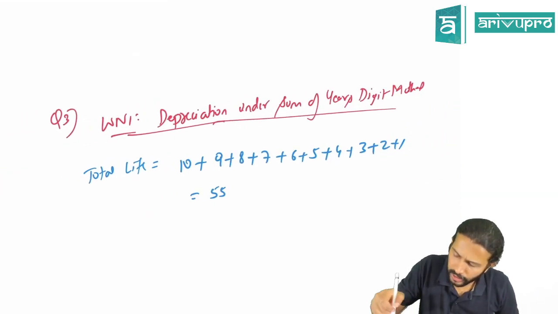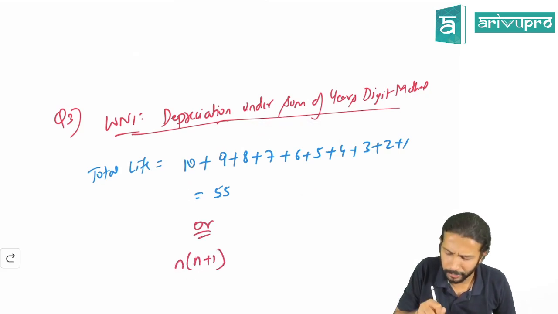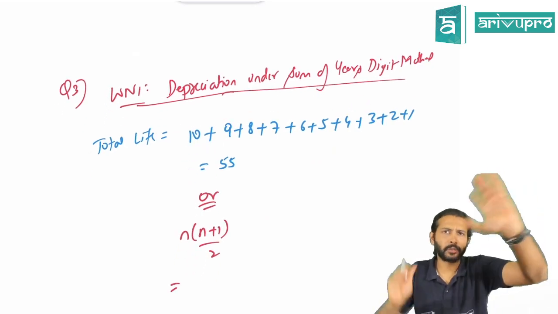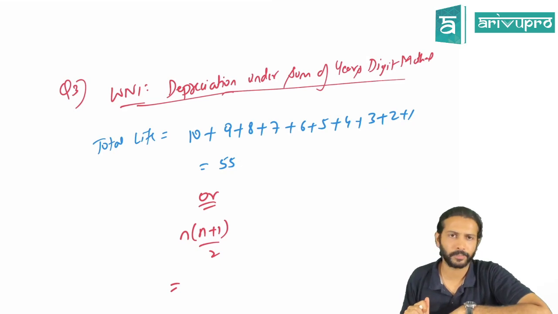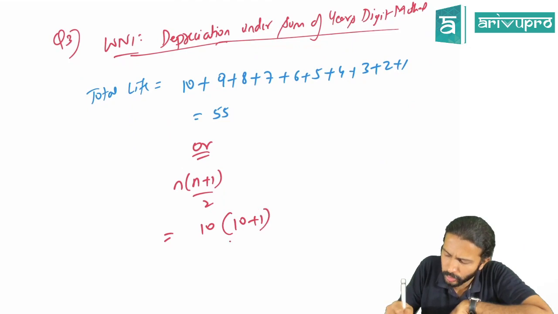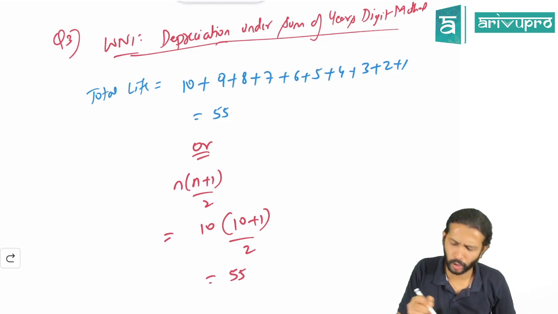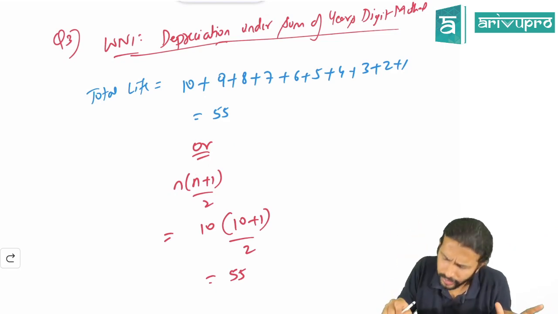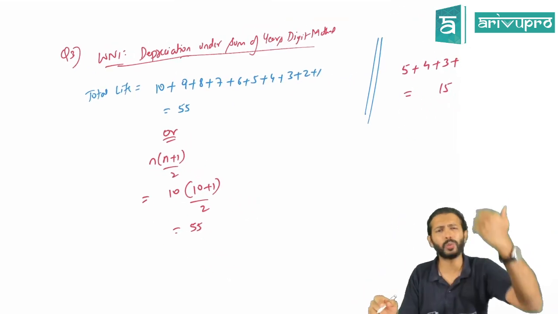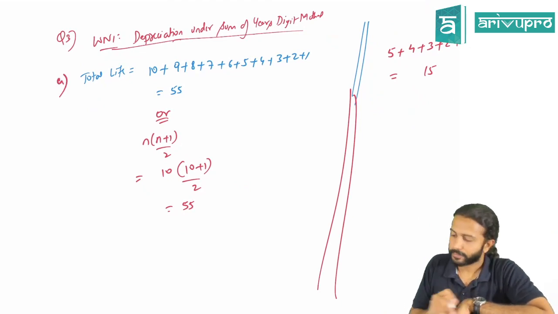Either you can do it like this, or you can simply apply the formula n into n plus 1 divided by 2. This is the shortcut way. N is what here? For how many years are you planning to use this asset? 10 years. So n is 10, n plus 1 is 11, divided by 2. You get this in 2 seconds. Either use the formula, or if you feel no formula, then just sum up all the digits. I've shown you both approaches. Whichever you feel comfortable, you do it. That's the first part.